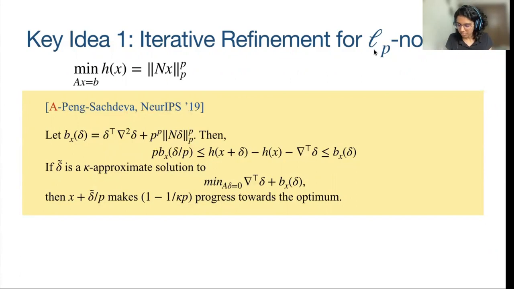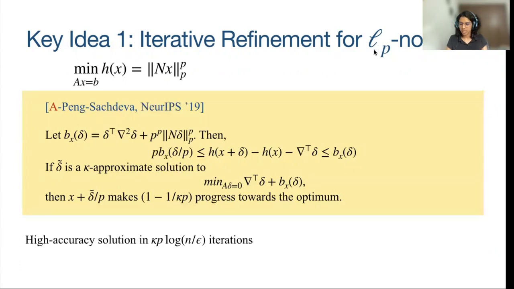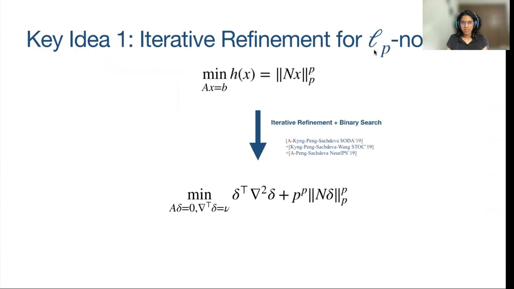So you can actually bound the change in objective value for any step by this function. You can upper and lower bound it both. And if you find a kappa approximate solution for minimizing this function, then you can take a step that guarantees a good multiplicative progress towards the optimum. So in order to get a high accuracy solution, all you need is some kappa p log n by epsilon iterations, where each iteration just involves minimizing this problem. So now we have reduced our problem from finding a high accuracy solution of this, to some constant or kappa approximate solution for a smoothed problem.